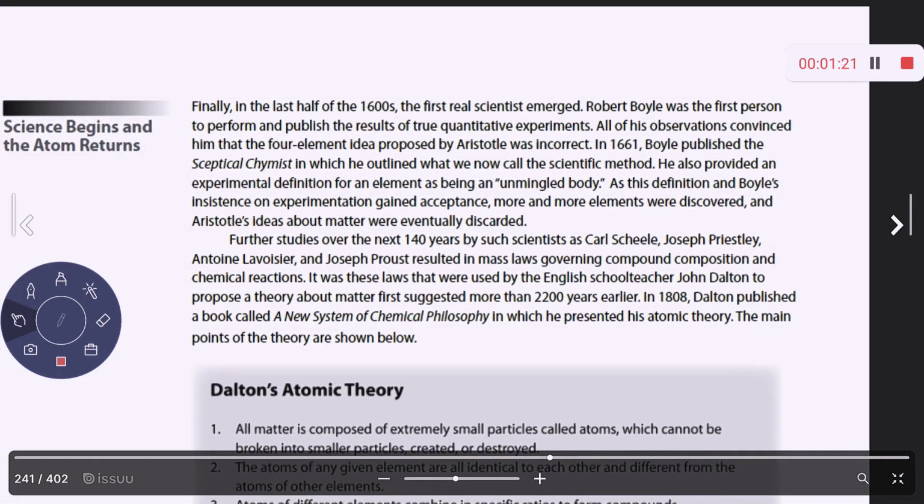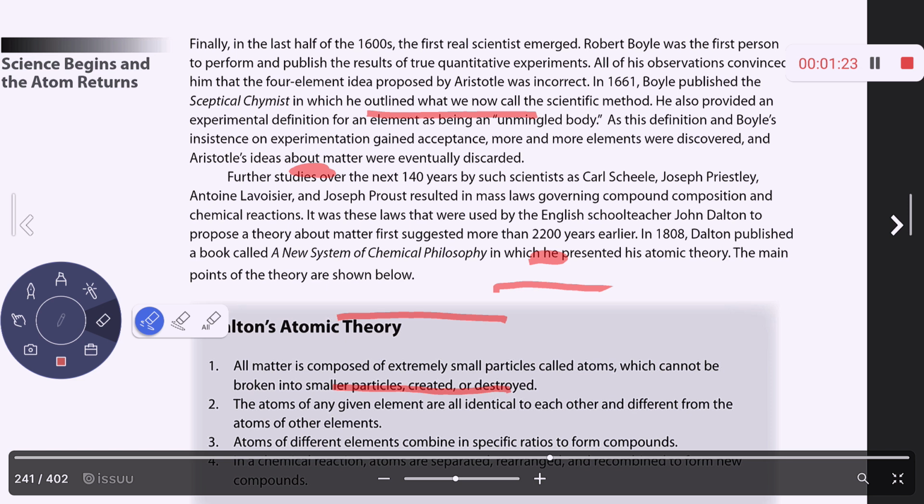Okay, if you take a look at the next page, this is where they talk about the first real scientists emerging. So in the later half of the 1600s, this is when Robert Boyle published his results from experiments, and he recorded them and wrote a book called The Skeptical Chemist. And this is how we came up with something called the scientific method. So he is the first person to actually publish his experiments with all of their data.